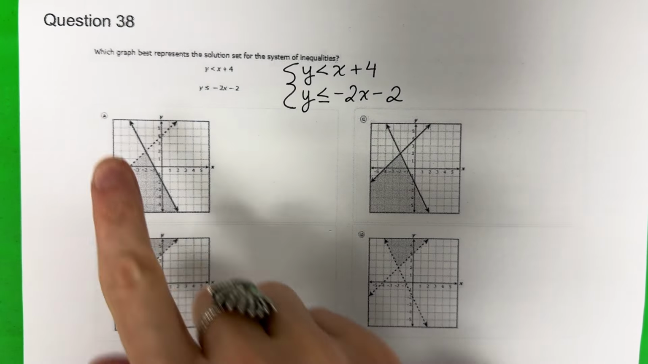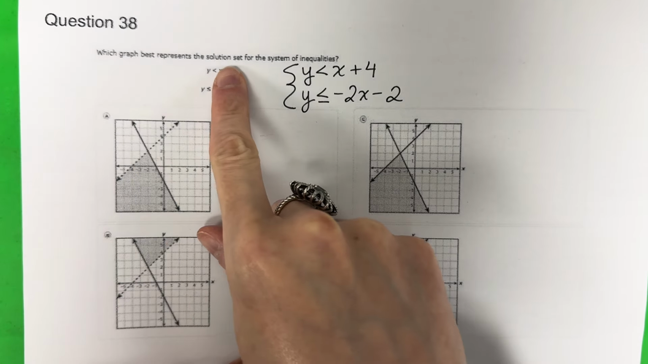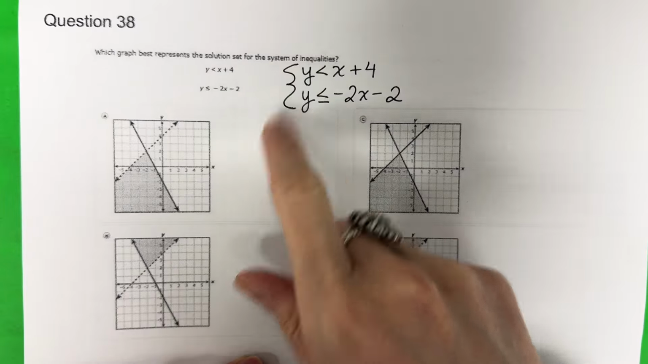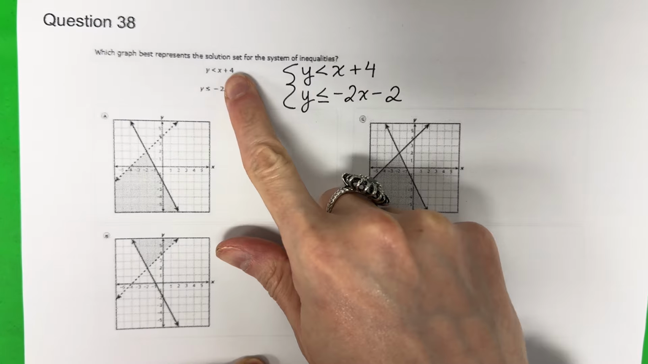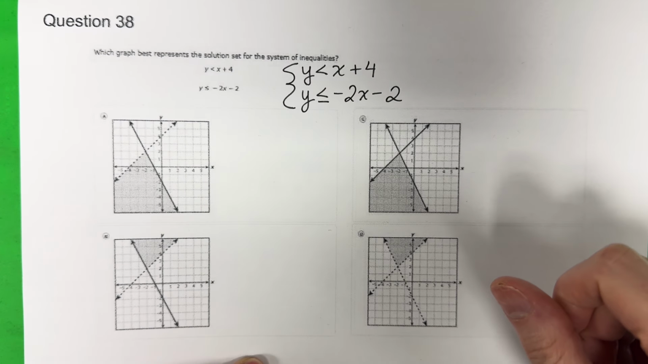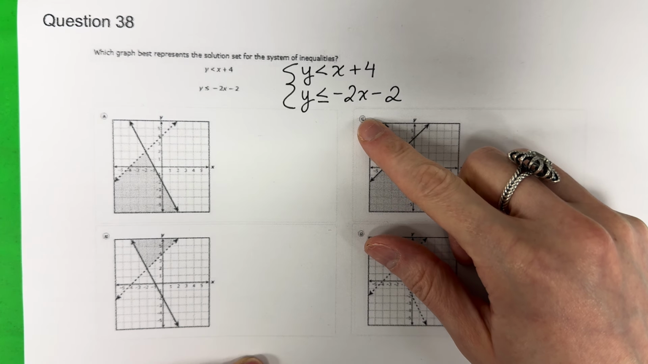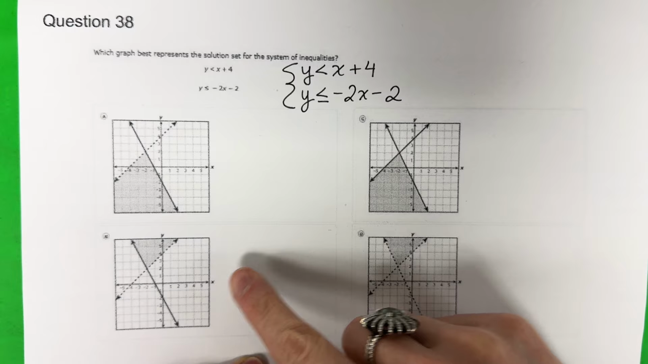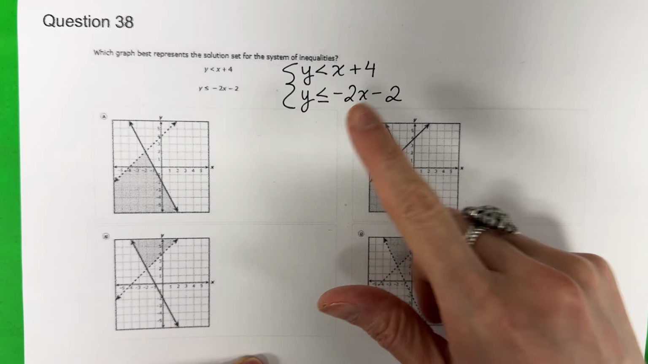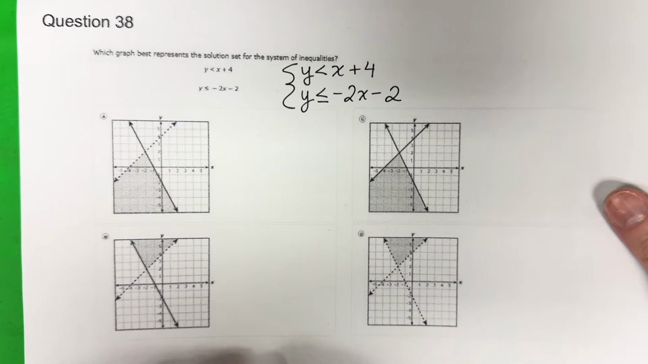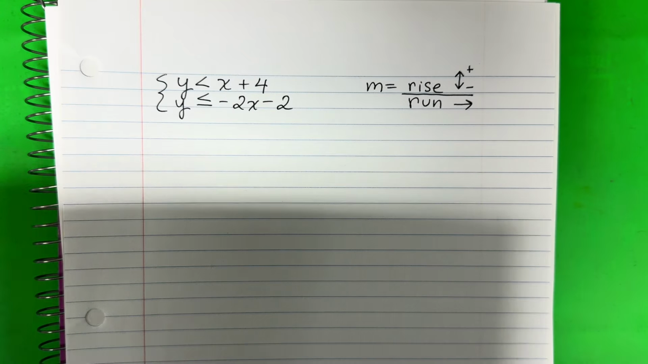Question 38. Which graph best represents the solution set for the system of inequalities? So I copied this right over here for you because I know it's kind of small. So basically I have a system of linear inequalities and I need to see which graph matches those. So what I want you to do is go ahead and copy that on a separate sheet of paper, just like I did over here.